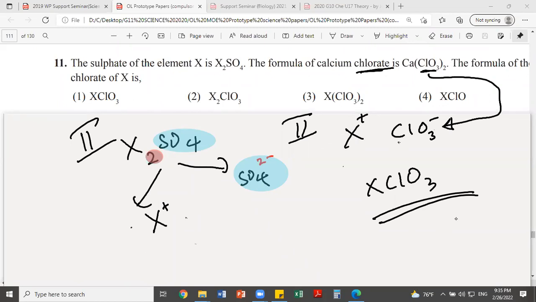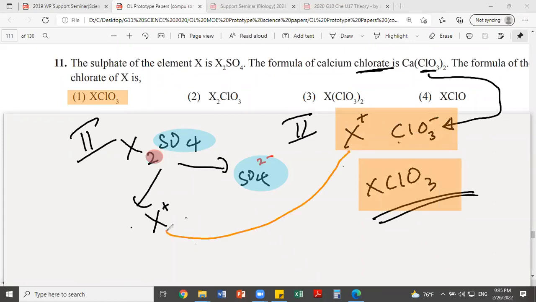Please raise the hand those who got this answer. First answer is first one. X you get from here. Right, very good. Okay. Number 12. I'll erase the screen. 12th MCQ.